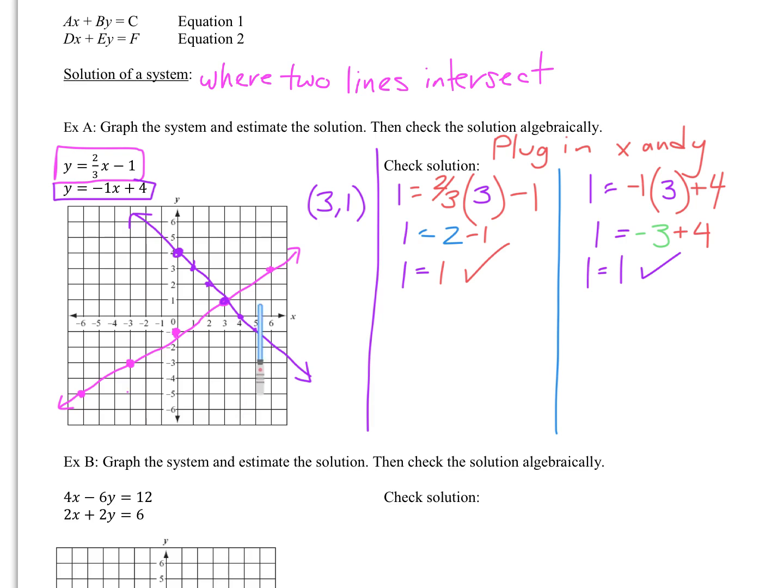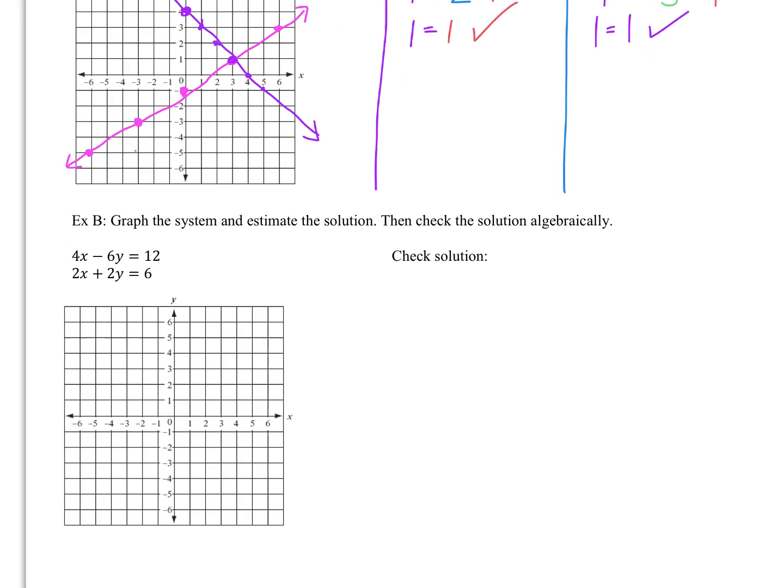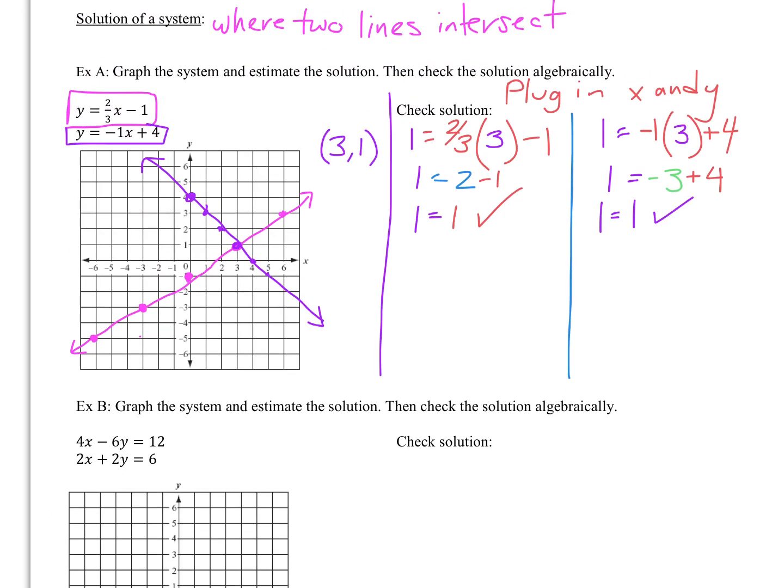All right, any questions on the graphing, the solution, checking it? Okay, and I know some of you are still writing it down, so I'll pause for a second. Let's go to the next one. So the first one was written in slope-intercept.